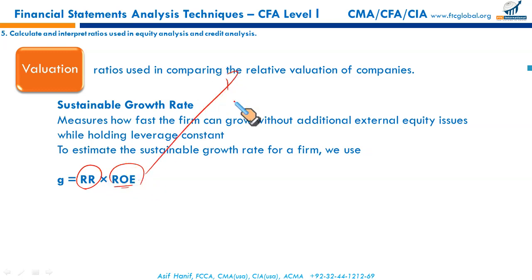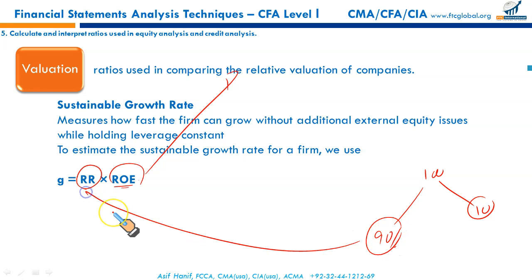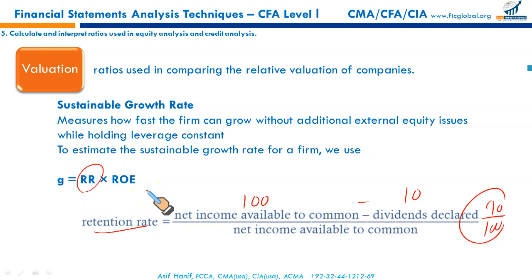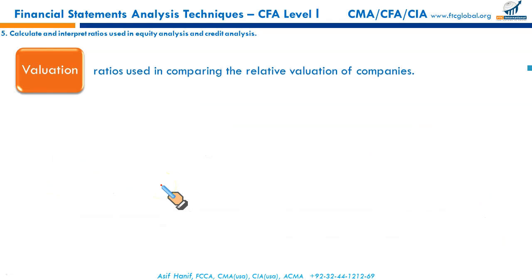What is retention ratio? It's very simple. If you have earned $100, paid $10 as dividend, what you have retained is 90%. This 90% is called the retention ratio, or this can be calculated this way. If your net income was 100, you paid dividend 10, 100 minus 10 is 90, divided by 100, 90%. This is the retention rate. How much have you paid? Out of it, if you deduct what you earned minus what is paid, the remaining is called the retention, and this serves as a formula to calculate the sustainable growth rate without resorting to external equity.